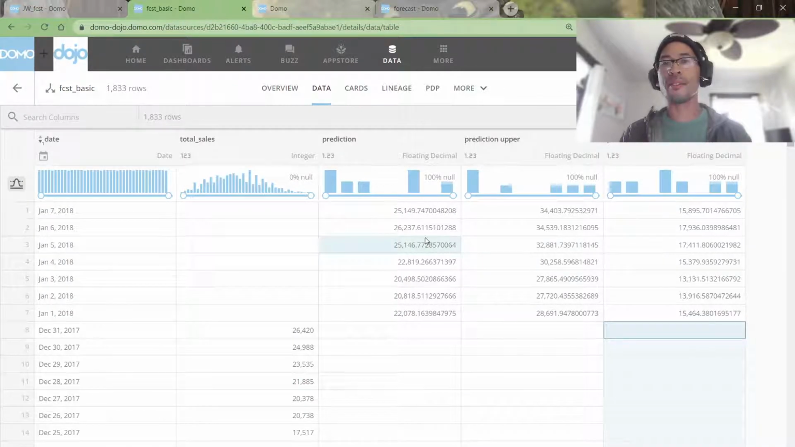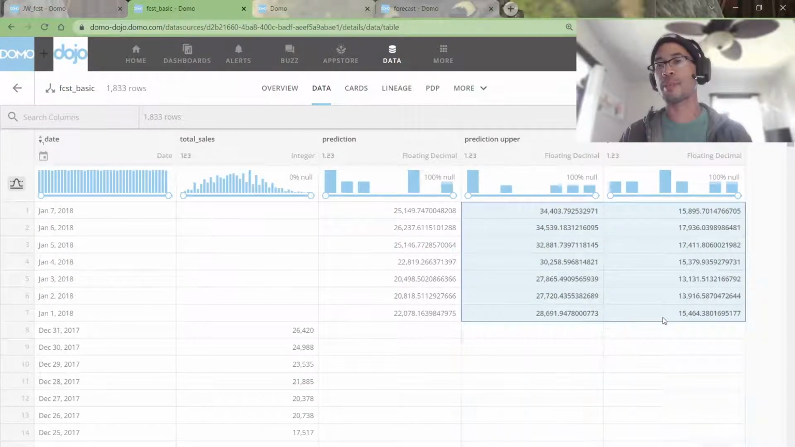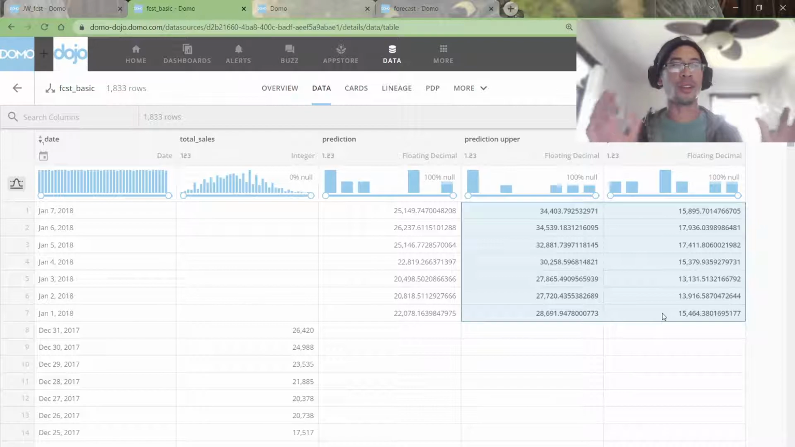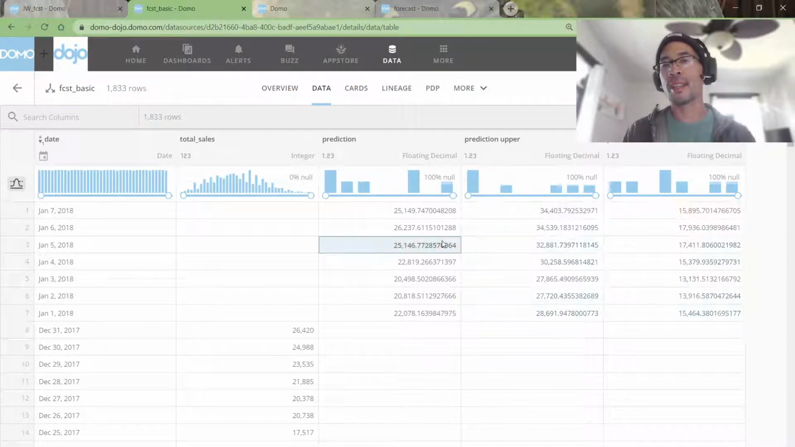That was a little bit of a diversion, but that's kind of the purpose of these upper and lower prediction bands. They're used in a cost equation to say, okay, I know what my prediction is, but if I'm wrong, how much is that going to cost me?